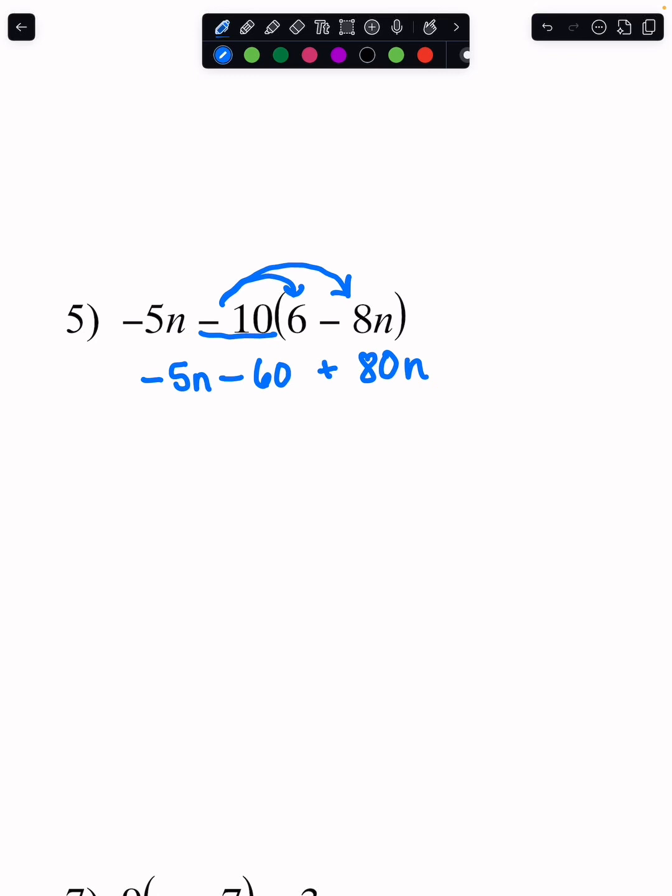Now we need to combine our like terms. I'm going to go ahead and do some coloring a little bit. I'm going to color my n's one color, and I'm going to color my constant a different color. And now we're going to combine like terms. This negative 5n plus 80n, that's going to leave me with 75n, because 80 minus 5 is 75. And then negative 60 is the only constant. And so this 75 came from the yellow, and that negative 60 was from the blue.